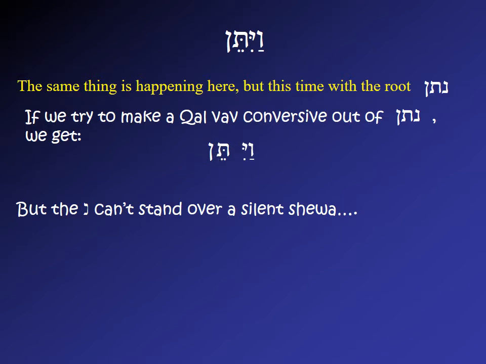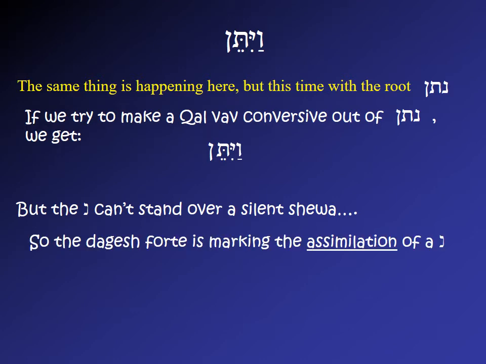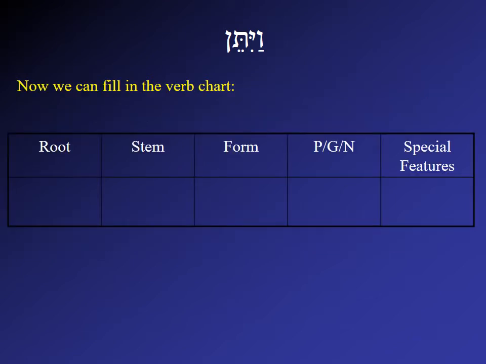So what will happen is our nun will assimilate into the tav as a dagesh, and then our first root radical has disappeared. So what we have here is dagesh forte marking the assimilation of a first nun. So our root, natan, nun tav nun, the nun has been assimilated into the tav through the process we've just seen. So knowing that, we can fill in our verb chart.